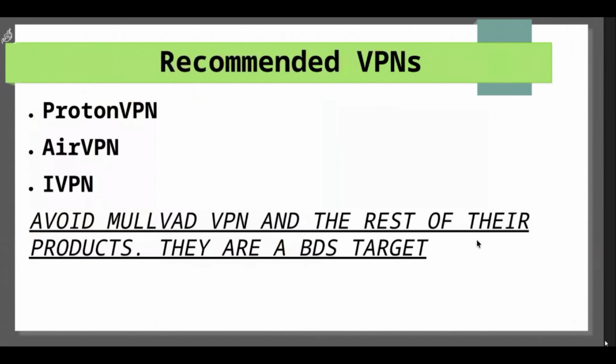Anyways, next. Recommended VPNs. Proton VPN, it's good. If you've got Windows, it allows you to port forward, which is good for torrenting, aka pirating. AirVPN and iVPN are good, because they have a very proven track record of maintaining privacy. Both of these are based in Sweden. I forget where the other is based. Speaking of Sweden, do not use Mullvad VPN. Do not use Mullvad or any of their products. They are a BDS target.